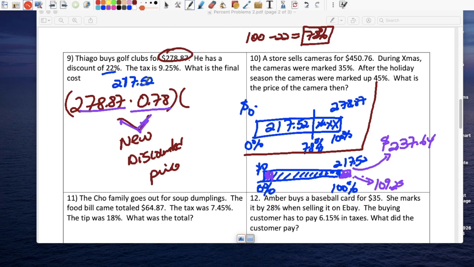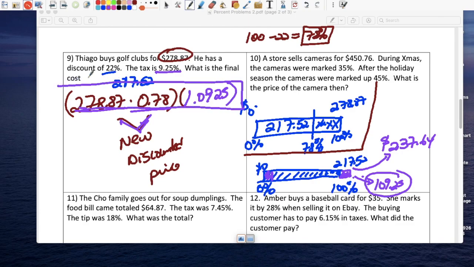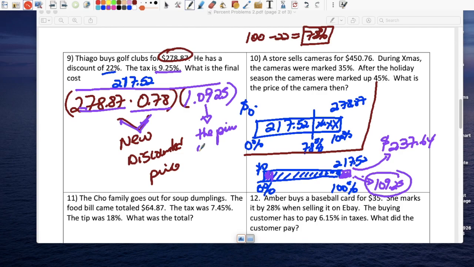Right? So the shortcut is that you multiply the original price times what you were responsible for after the discount, which is 217.52, right? And then you multiply times this number here, the tax, but not 9.25, but 1.0925. So those are the only three numbers you need to put in your calculator. Right, and this represents the price of the golf clubs, including the tax. Okay.